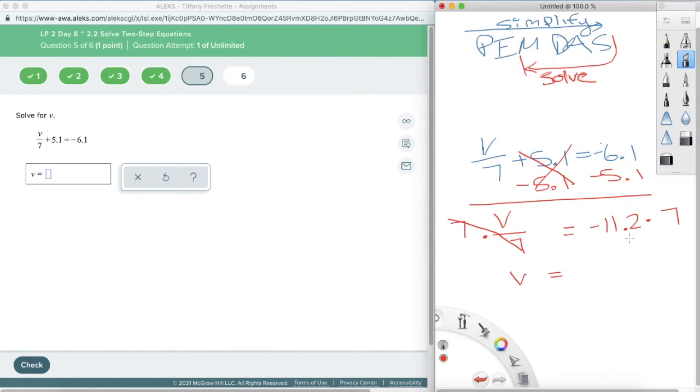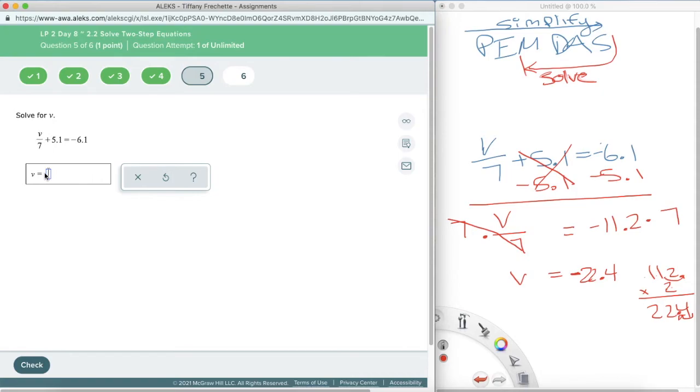And now we want to go through, and you can do this multiplication off to the side if you need to. 11.2 times 2, and I'm going to ignore the negative just for a minute. I know my answer is going to be negative because it's a negative times a positive. So I'm just going to ignore it for a second when I'm doing this. So 2 times 2 is 4, 2 times 1 is 2, 2 times 1 is 2, and now I have one decimal place, so I need to take that and move it back 1. So it's just kind of a practice in multiplying decimals there. So it's going to be negative 22.4. That's what v needs to be. Negative 22.4. Check.